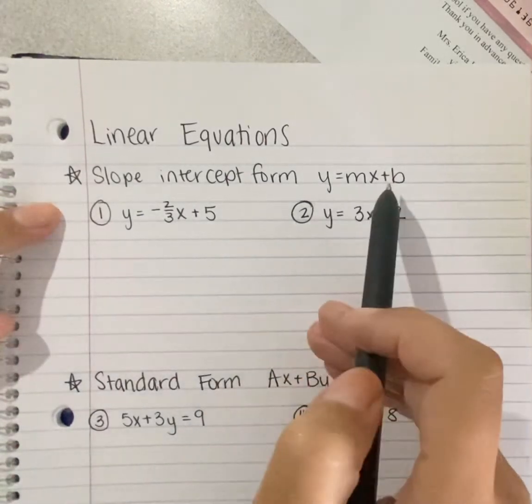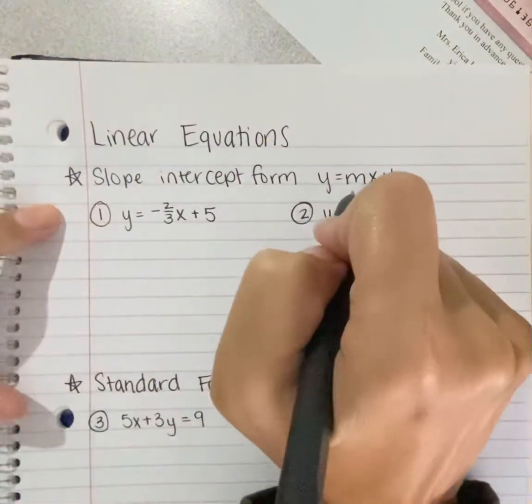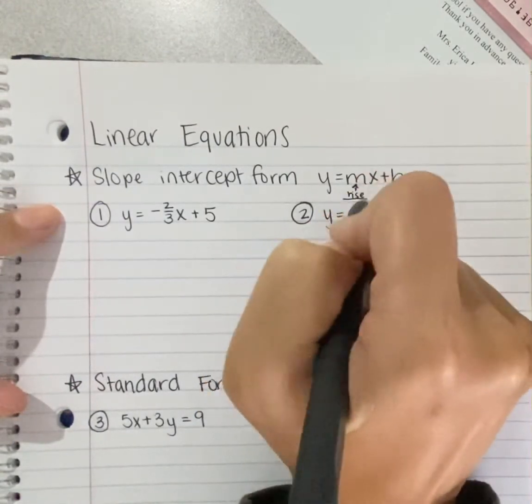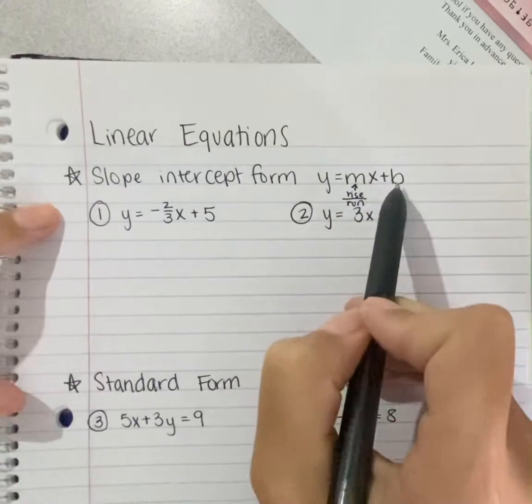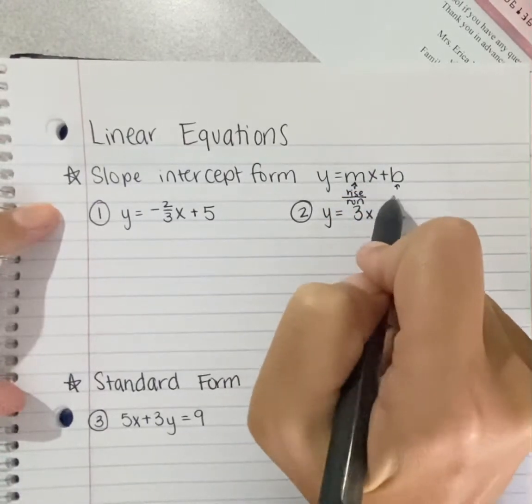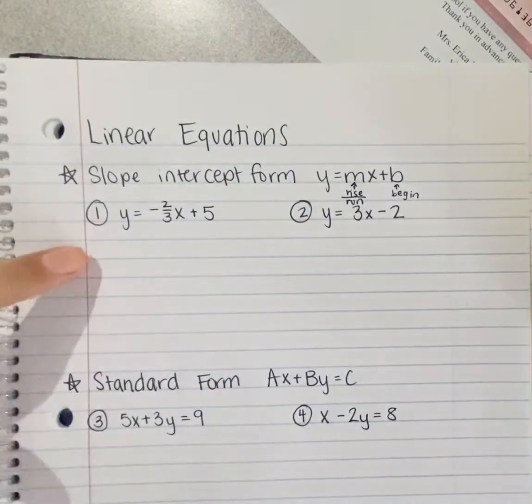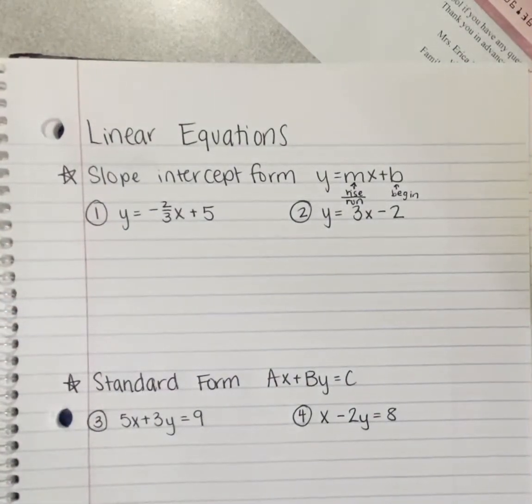Slope-intercept form is y equals mx plus b, where m is the slope. This is how you move. This is your rise and your run. The b is where you begin on the graph. That's the y-intercept. Okay, so starting with this equation, this is already in slope-intercept form, so it doesn't require any rearranging or anything.